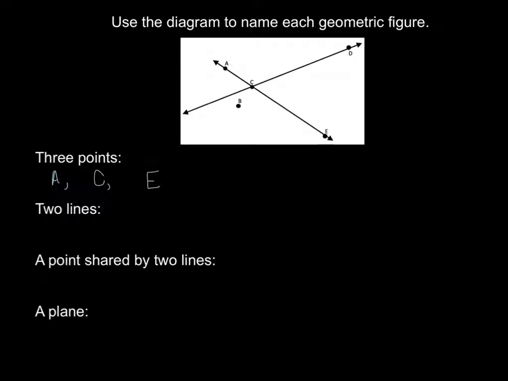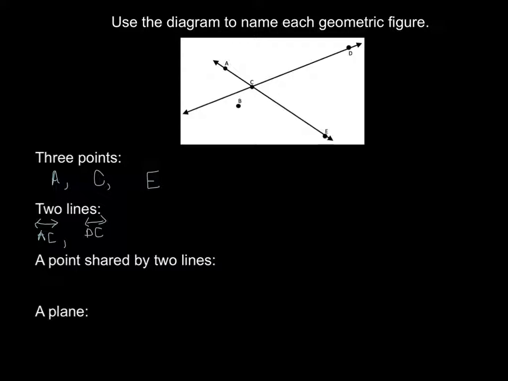Name 2 lines, so I know that if I'm naming a line, I have to put arrows on top of both of them. I could say line AC, and I could also say line DC. Now for lines, it doesn't matter which order you put them in, as long as those points are on the line. Now for when we're talking about rays, then that's where it matters. But lines, doesn't matter what order you put your letters.